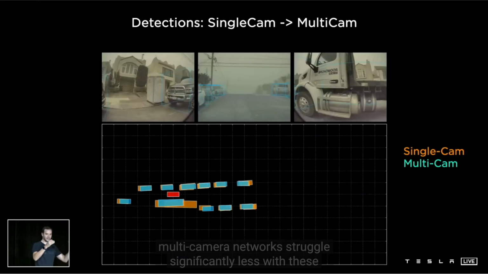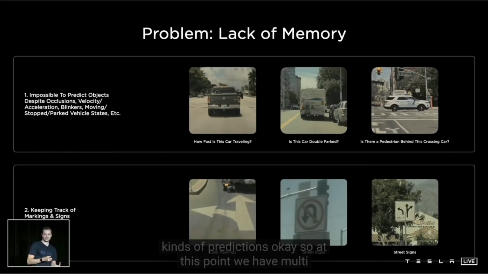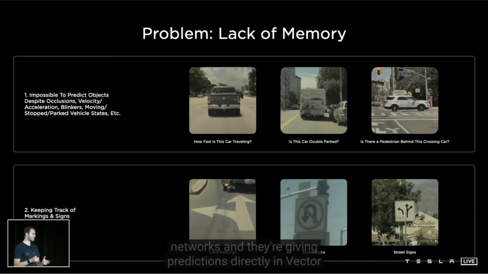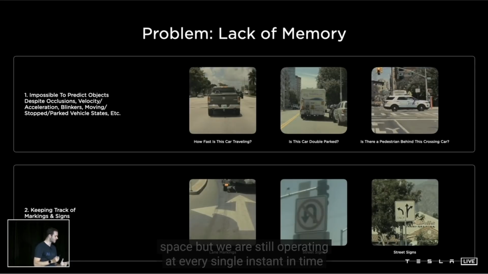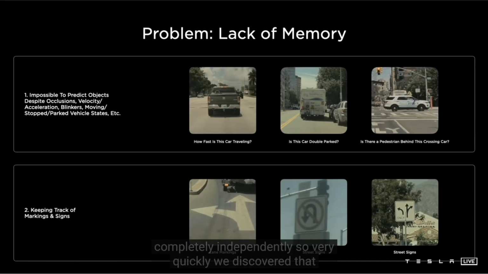But we are still operating at every single instant in time completely independently. So very quickly, we discovered that there's a large number of predictions we want to make that actually require the video context, and we need to somehow figure out how to feed this into the net. So in particular, is this car parked or not? Is it moving? How fast is it moving? Is it still there, even though it's temporarily occluded? Or for example, if I'm trying to predict the road geometry ahead, it's very helpful to know the signs or the road markings that I saw 50 meters ago.